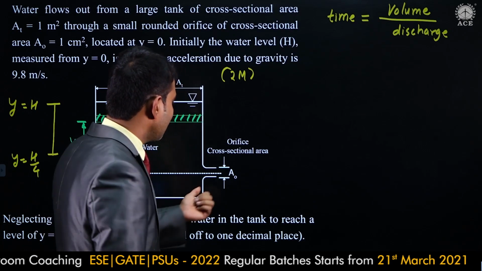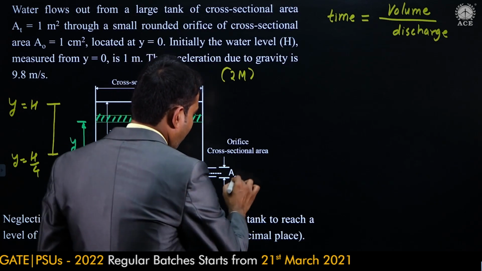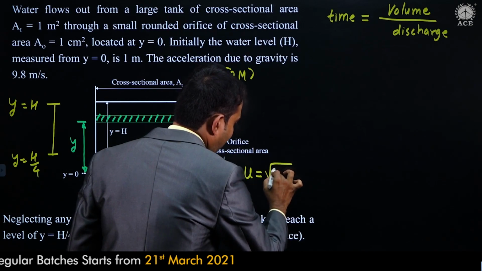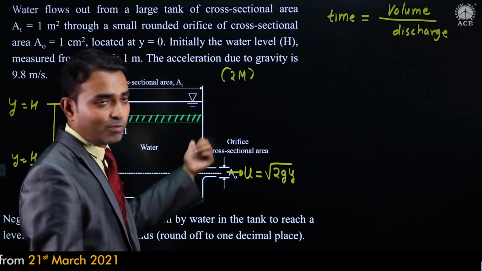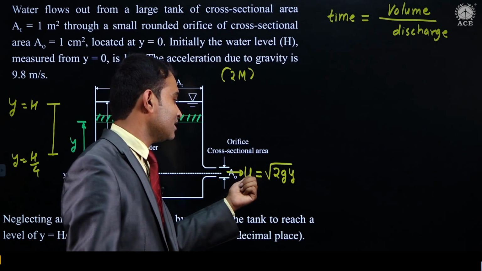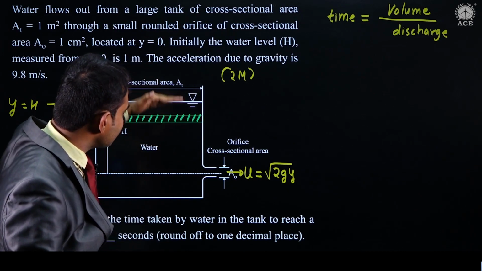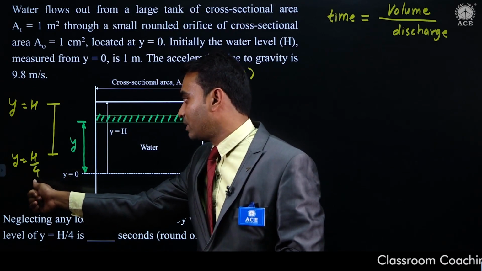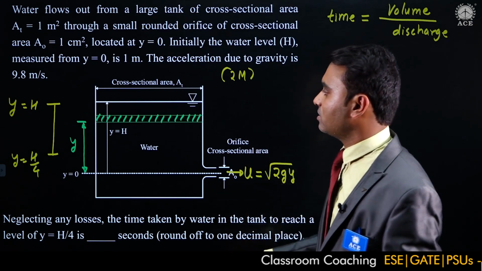Why it is not constant? Because velocity of water which is coming out is not constant. Velocity of water, let us say u, this is given by Torricelli's law as root 2g into y, where y is level of water above orifice. So by Torricelli's law, this velocity is given as root 2gy. Clear? As y value is decreasing, initially y value is h, now after some time y value becomes h by 4. As y value is changing, so this velocity is changing. Velocity changing means discharge is changing.